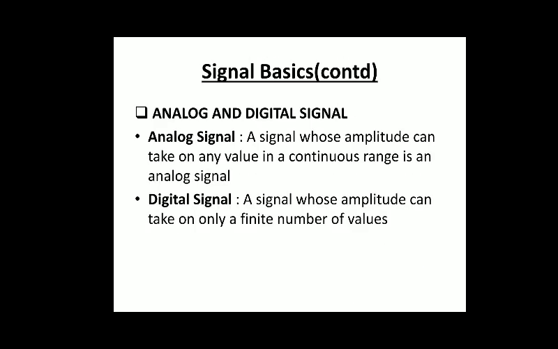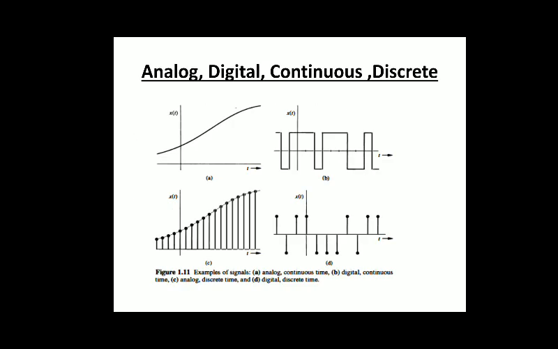Analog signals are those whose y value can take any value, and digital signals are those whose y value can take only a finite number of values. Here both pictures on the left side are analog signals. On the right side, both pictures are digital. Both pictures on the above are continuous and both pictures on the below are discrete. Sometimes students confuse discrete with digital and continuous with analog. So I have given the image here.